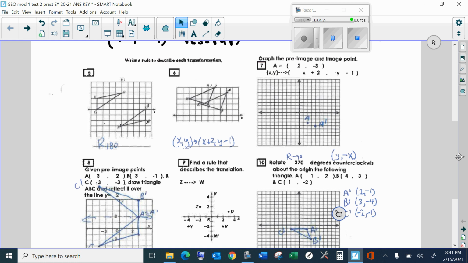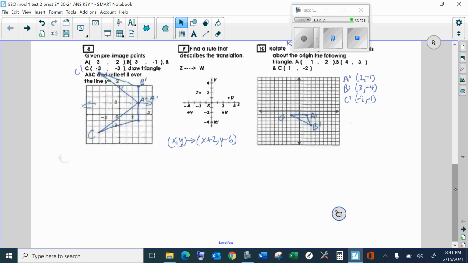Okay, number 8. I graph those points and draw reflection over the line y equals 2. Y equals 2 is a horizontal line. Y equals any number is a horizontal line. You should already know that from pre-algebra, algebra 1, and again here and again in geometry. You've already done it. 3 years now you've been doing that. And so I draw that.